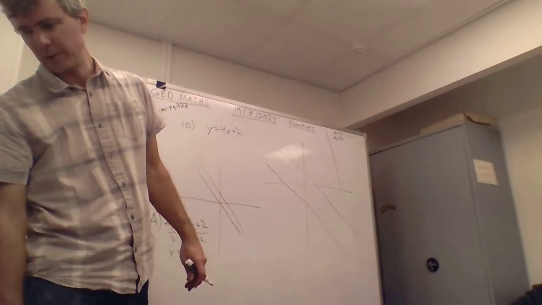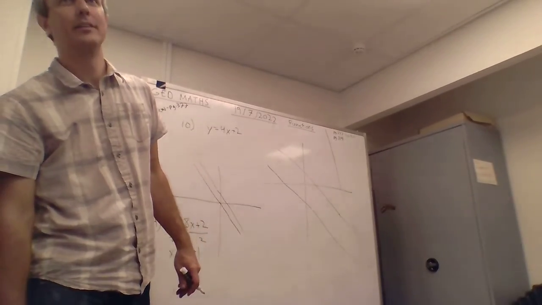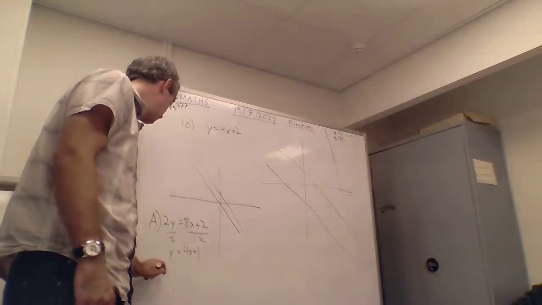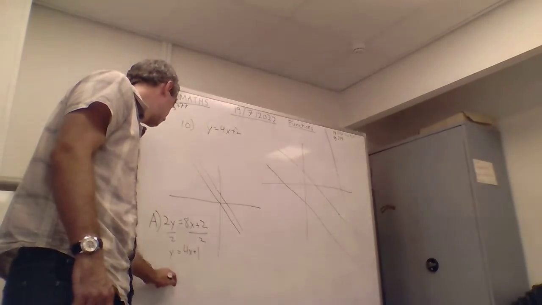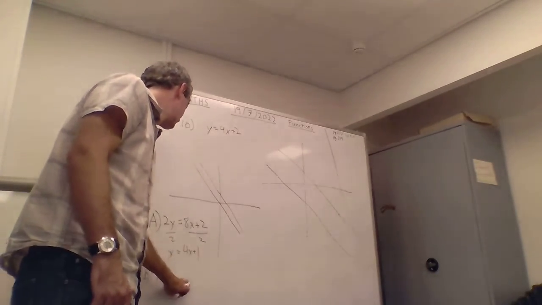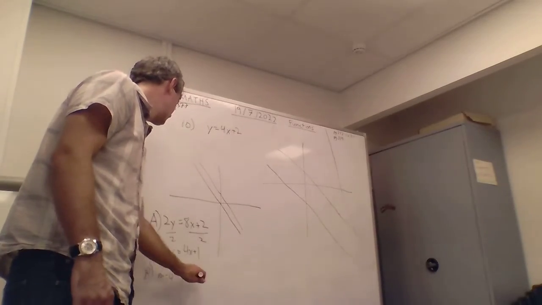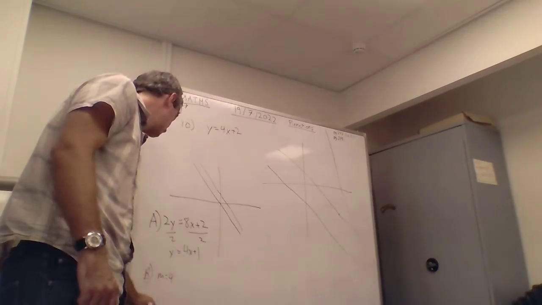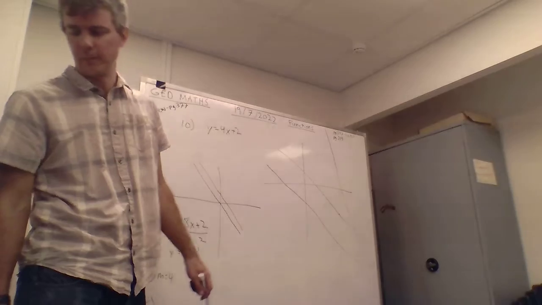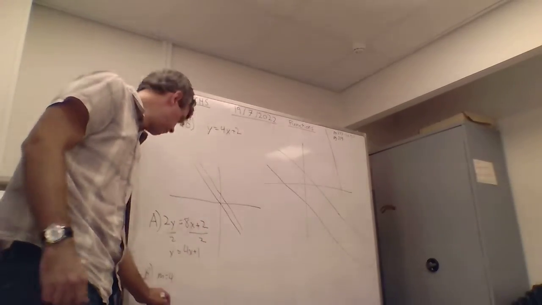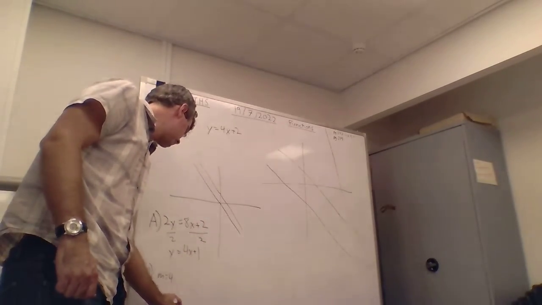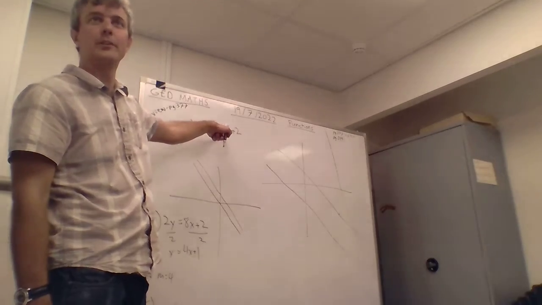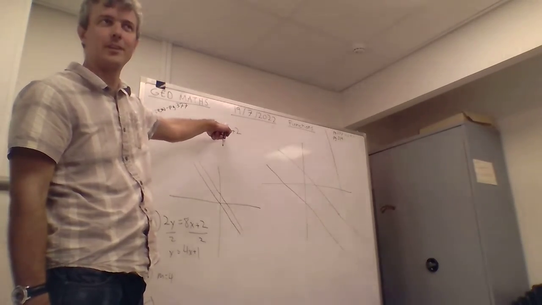B, we have a slope that's 4 already, right? So m equals 4. No. C, what does m equal for C? What is the slope of C? That's minus 4. That is different. So they will intersect. So it's C. You can check D as well.